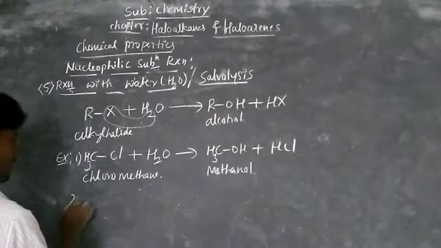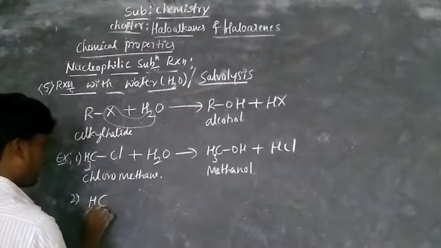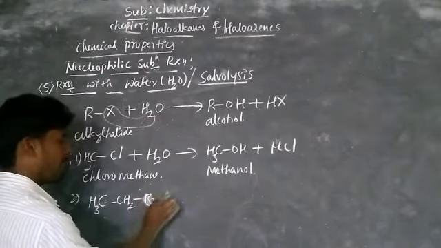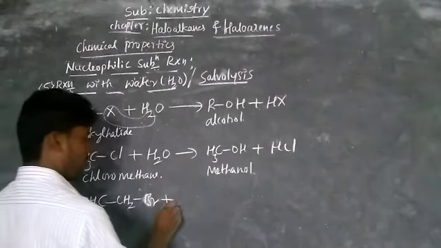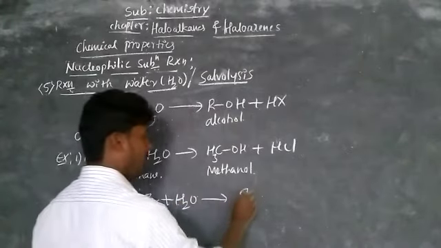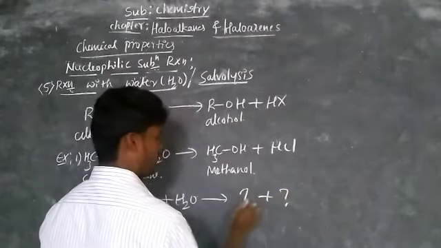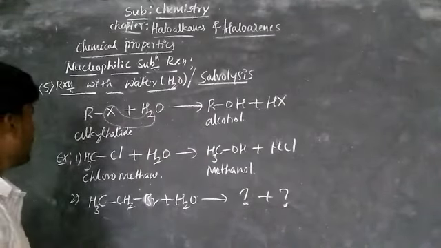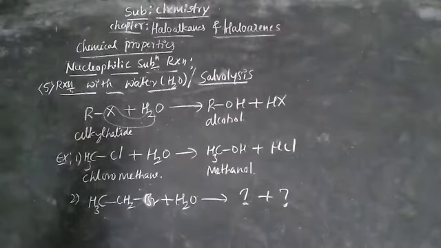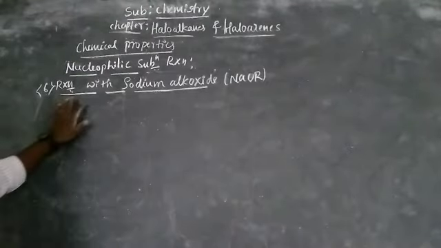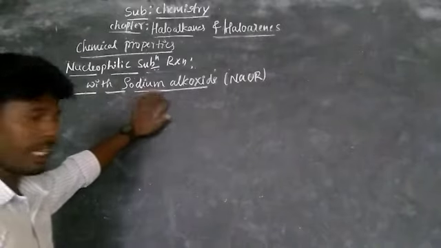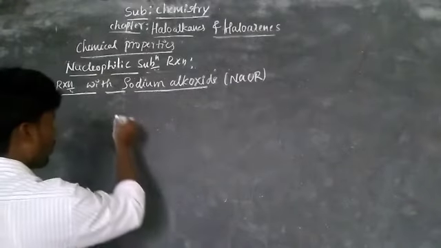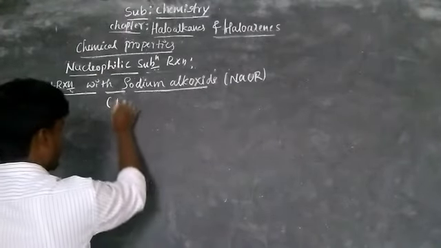Similarly, write one more example or complete this one: CH3-CH2 with chlorine, iodide, or bromide in place of the halogen. What do you get? Take this as homework. Complete this reaction. Okay. Then the next one, reaction with sodium alkoxide. This is the general representation of sodium alkoxide, RONa. This is also called the Williamson ether synthesis.